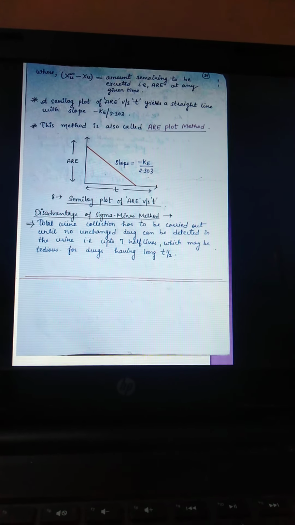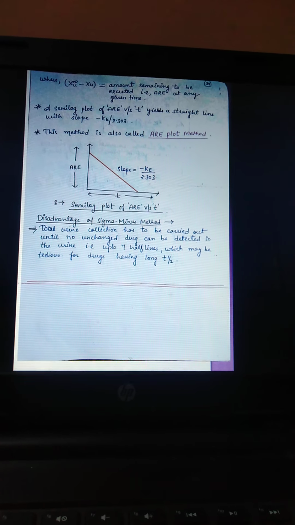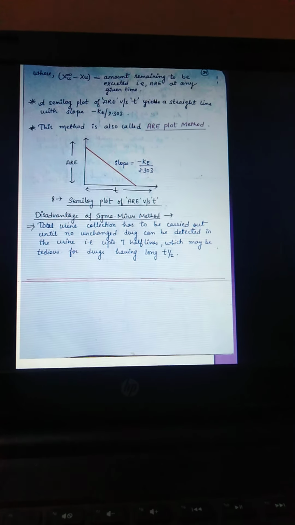This equation also applies for drugs that fit the one compartment open model and that are given by the IV bolus route.